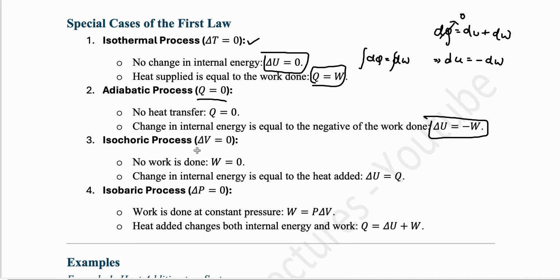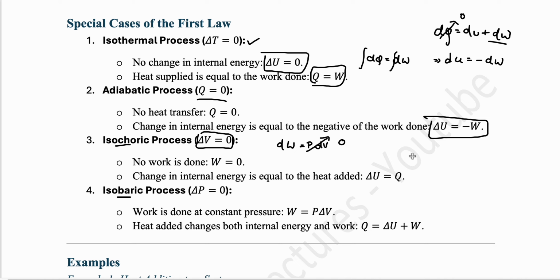Okay. Next is the isochoric process. I told you, isobaric means pressure is constant, and isochoric means volume is constant. So if I write down isochoric, that means delta V is equal to 0. There is no change in volume. Now what was our work done? Work done was pdv. If we write small work done, then we can write it as pdv. Now if there is no change in volume, this dv would be 0. No change. dv means small change, so this would be 0. This being 0 means work done would be 0. So when we consider an isochoric process, the work done is 0.